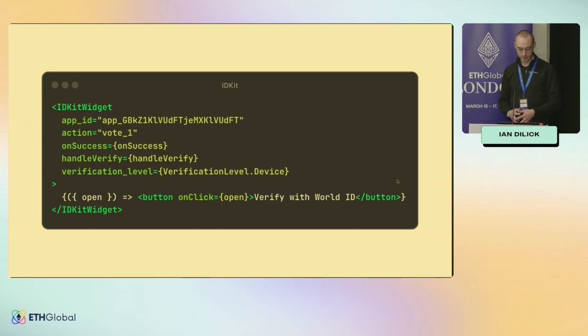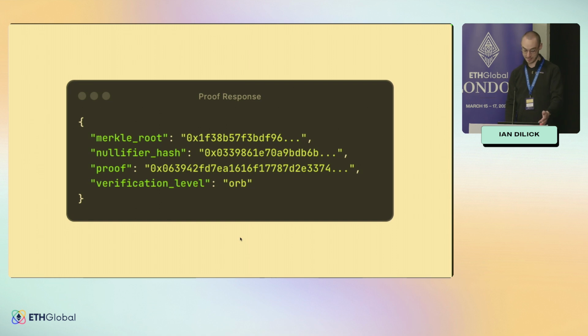And then you can set the required verification level. By default, that's set to orb, but if you set it to the device verification level, your app will accept proofs that are either from device verified or orb verified users. And then we have this child that is the button that opens that widget. So you can style that however you'd like, make the text whatever you'd like, but it just has to call open on the IDKit widget to cause it to open up. And this proof response that you saw earlier is the input to the onSuccess and handleVerify callback functions.